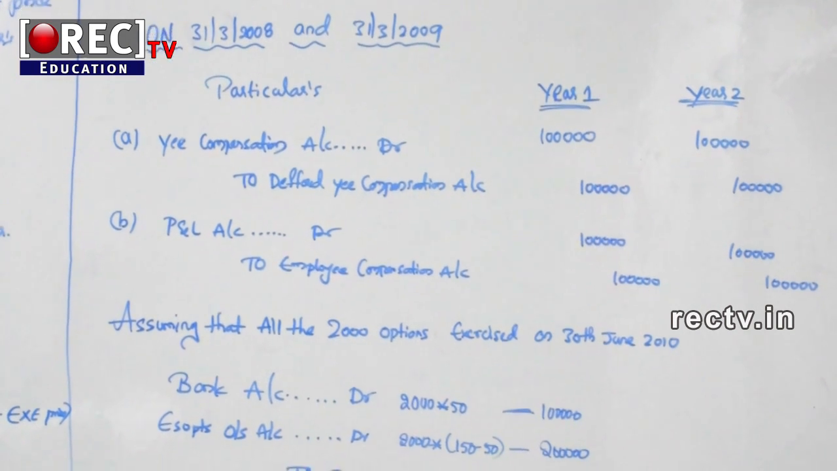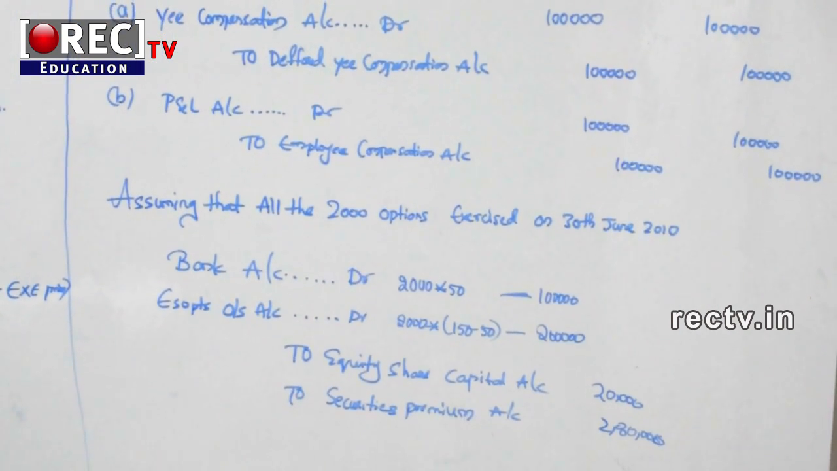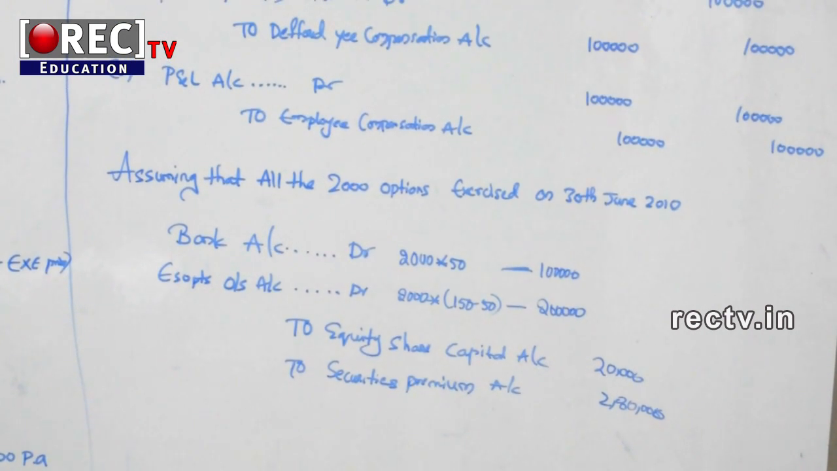And last, here we have made an assumption, because in the question it is not given how many options were opted by the employees. So assuming that all 2000 options were exercised on 13th June 2010. So this is the final entry: bank account debit. Whatever amount you are receiving should be debited to the bank account, that is 2000 into 50 rupees from employees, 1 lakh. And ESOPs outstanding account we are debiting with 2 lakhs, that is the value of options.